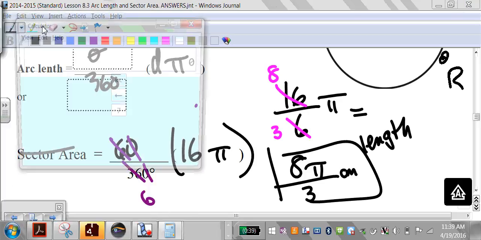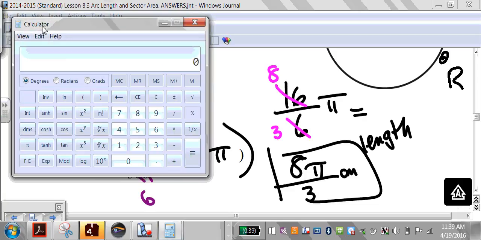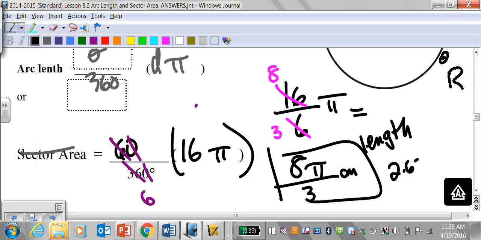Or another form of pi form, you can get it in what's called decimal pi form. 8 divided by 3, which could be 2.66 repeating pi centimeters. Want to get it in decimal form? All my answers are in decimal form too. Is it area or length, sir? Length is how many dimensions? It's okay. It's good. Yes, you're correct.